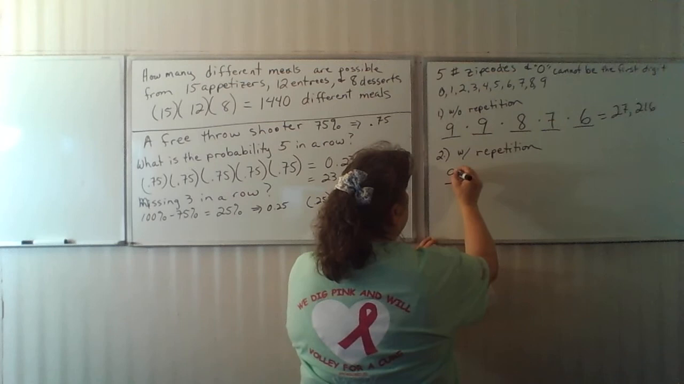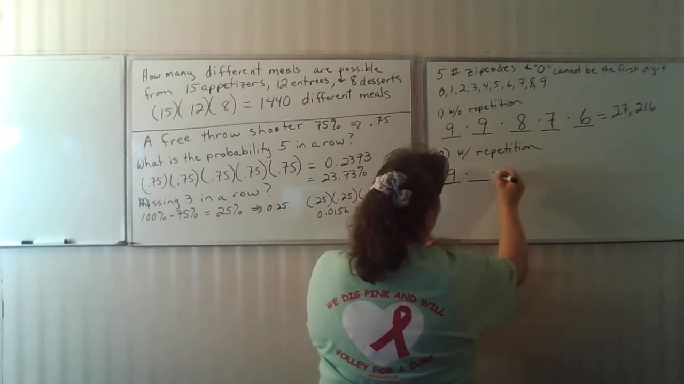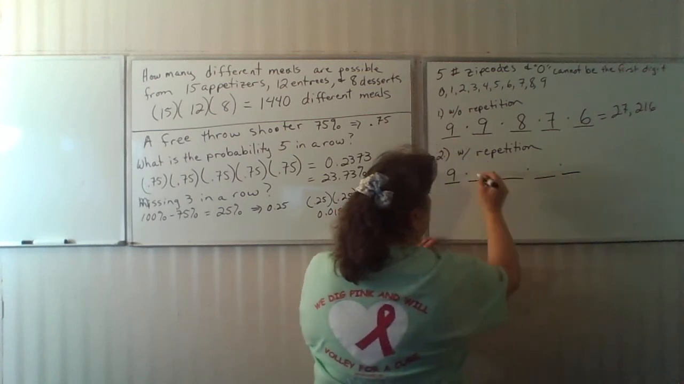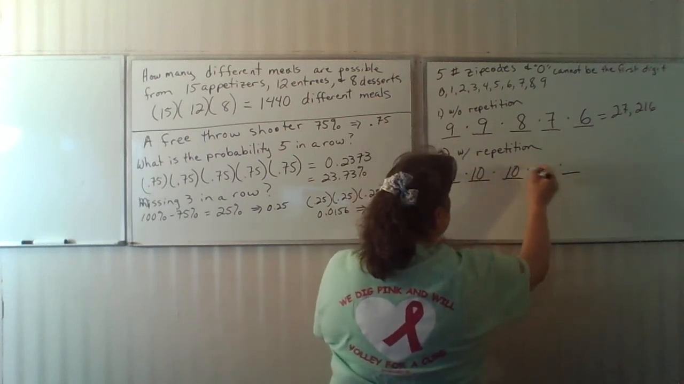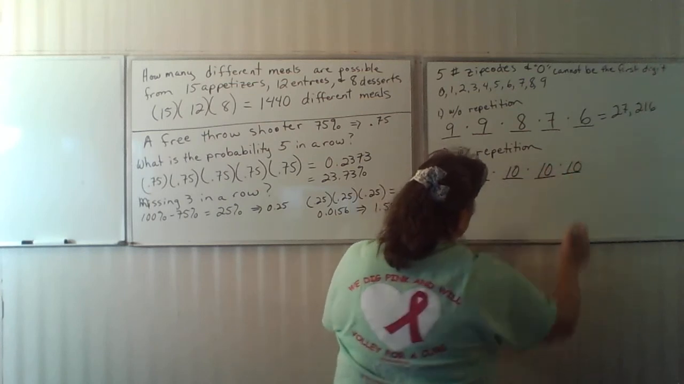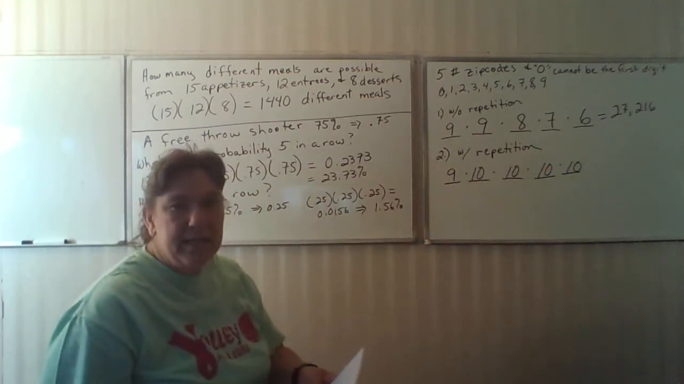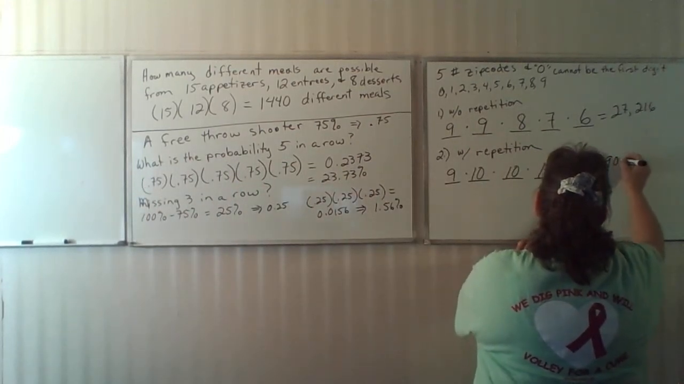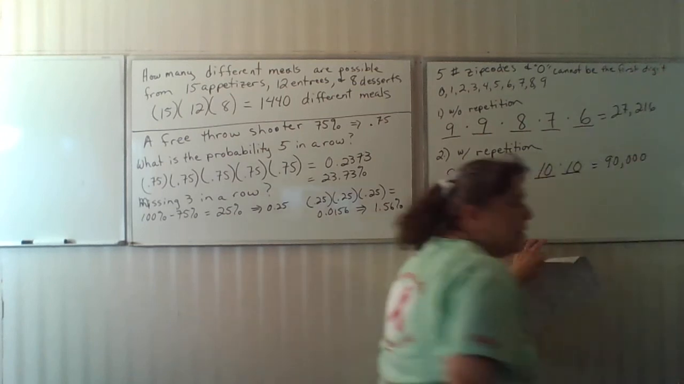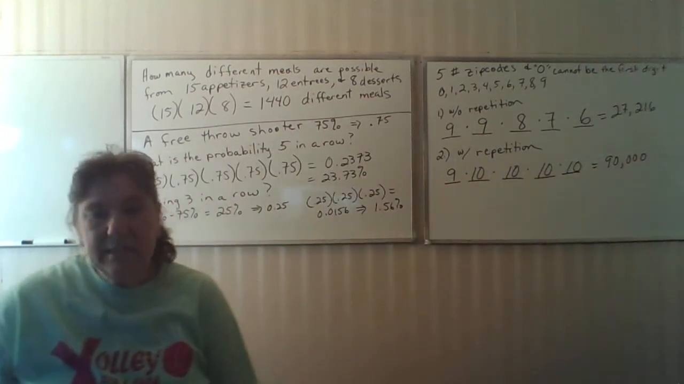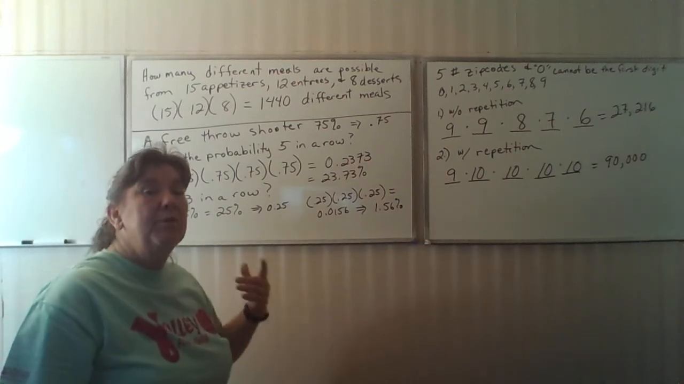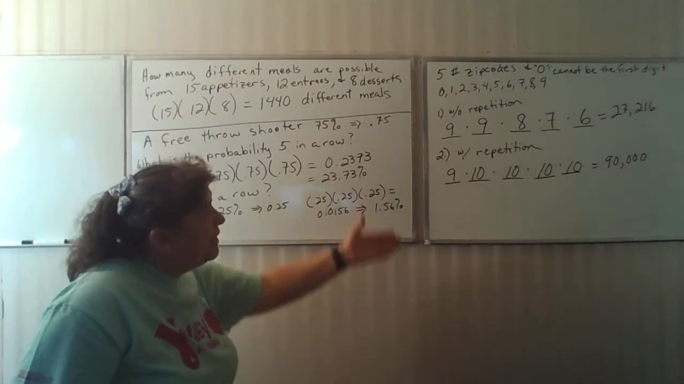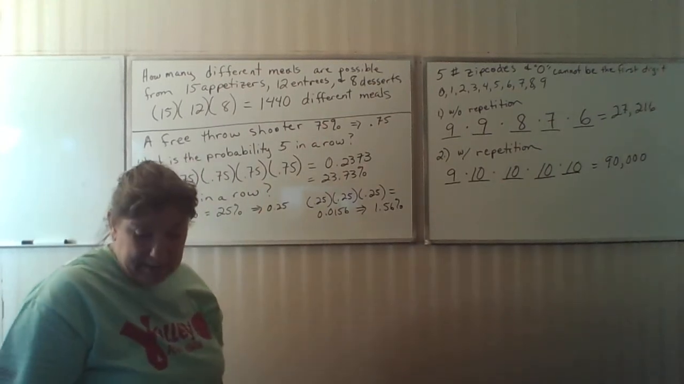So I have 9 possible for the first one. And now, because all the numbers are possible and they can always be repeated, I have 10 possibilities for all the others. Therefore, 9 times 10 times 10 times 10 times 10 is going to equal 90,000 possible zip codes. So you see, this is a way to find out the possibilities in your sample set. And it makes the job easier.